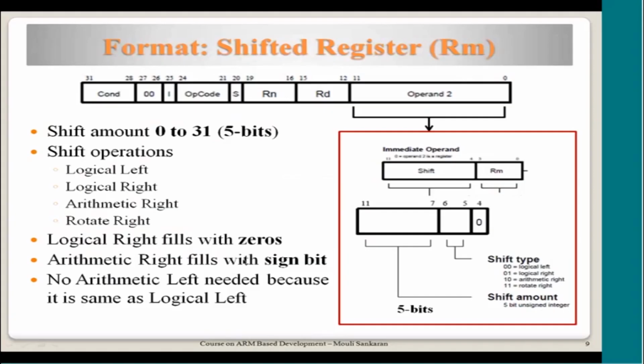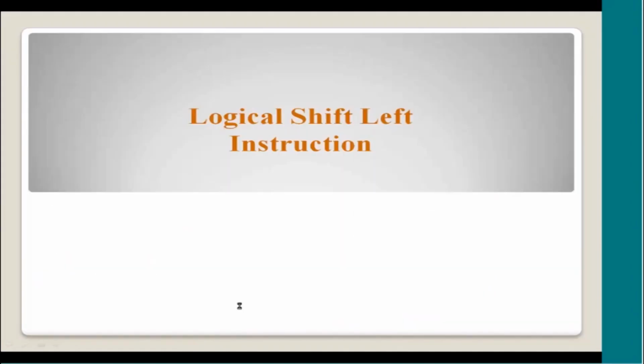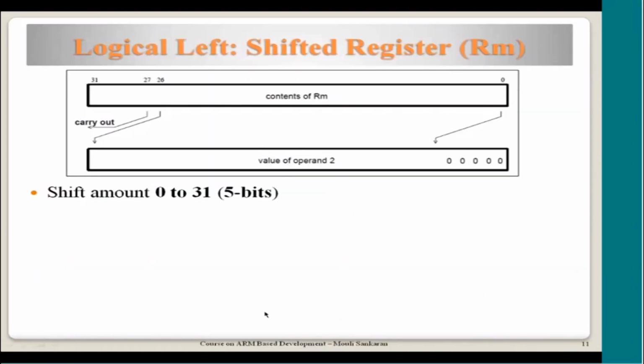If it is arithmetic right, as I mentioned, it will be filled with the sign bit. It will be extending the sign bit value. If it happens to be 0, it will fill it with 0. If sign bit happens to be 1, it will fill it with all 1s. No arithmetic left is needed because it is same as logical left. I explained to you already. Now let us go one by one.